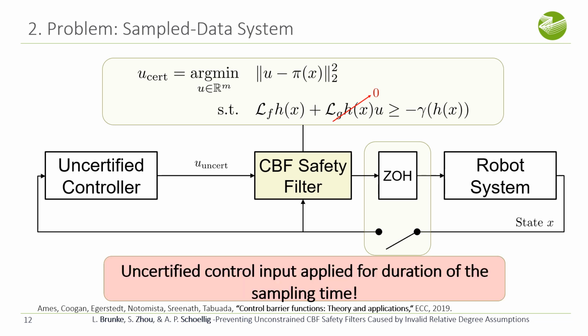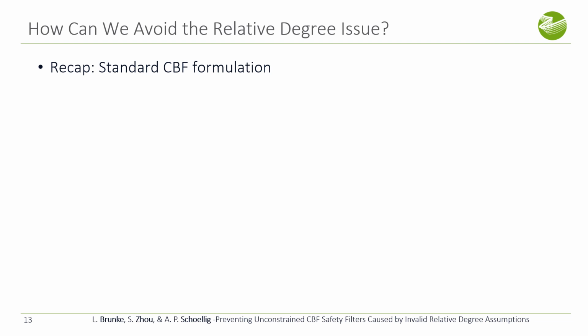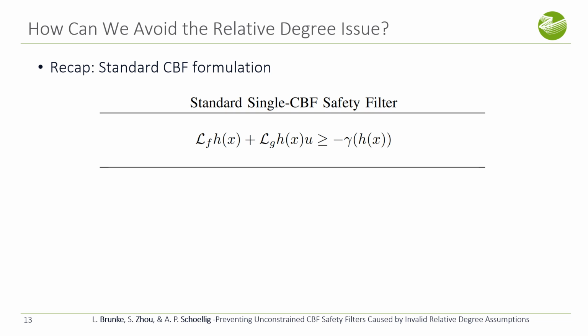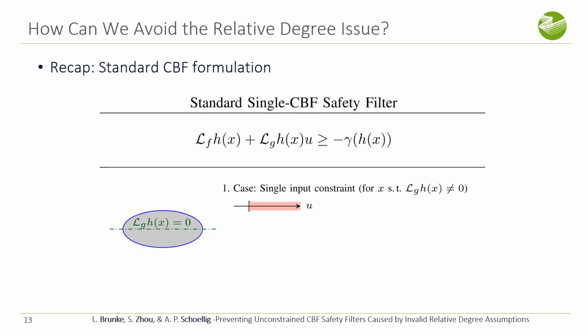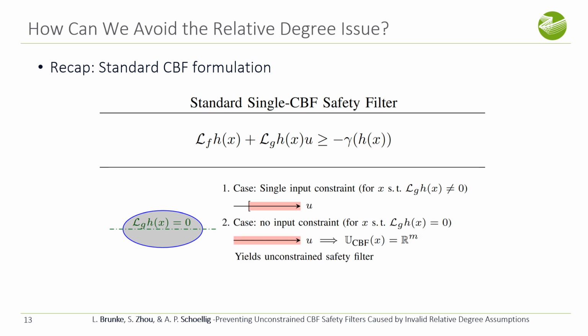So how can we avoid this? First, let's recap the standard CBF formulation. In the standard CBF formulation, we only have one CBF constraint. However, for certain CBF candidates, there are states where the Lie derivative may become 0. And in these states, the safety filter becomes unconstrained. There's no bound on the control input that can be applied to the system.